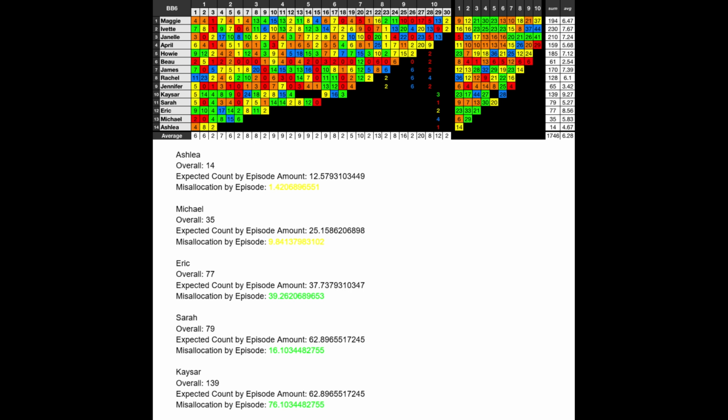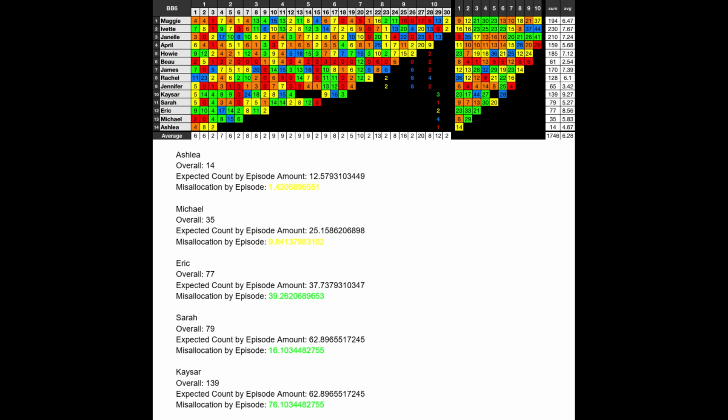Sarah has an overall diary room count of 79, and her expected count by episode amount is 62.89, meaning her misallocation by episode is 16.10, which means she got a bit more distribution, but not much.